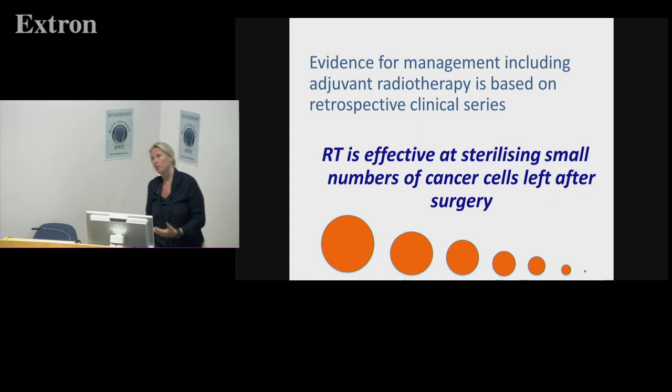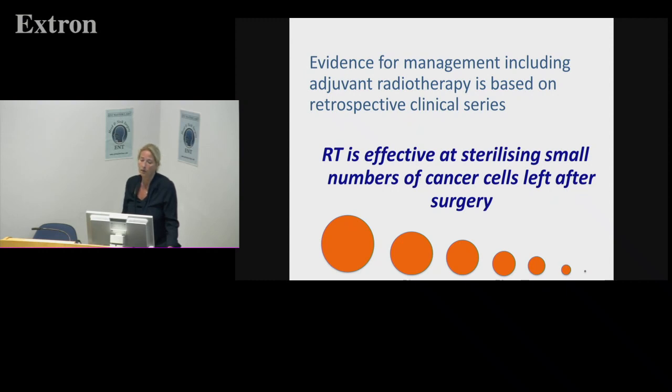As you've probably heard throughout the course of this afternoon, in the management of salivary gland malignancies there is no randomized controlled trial evidence for what we do. And that's the same in terms of the reasons why we give adjuvant radiotherapy. They're based on quite big series, as you've seen, on clinical case series and retrospective reviews.